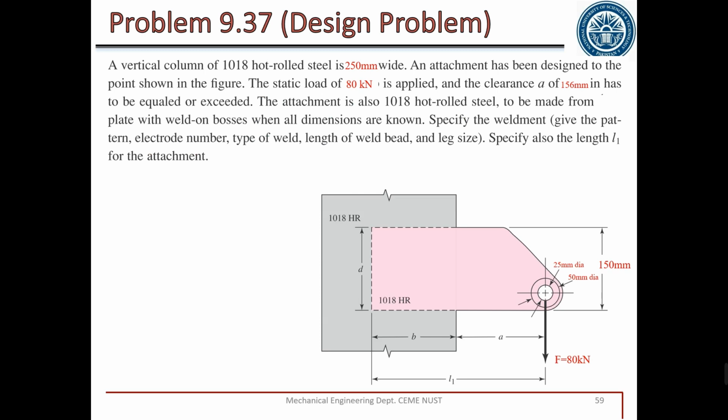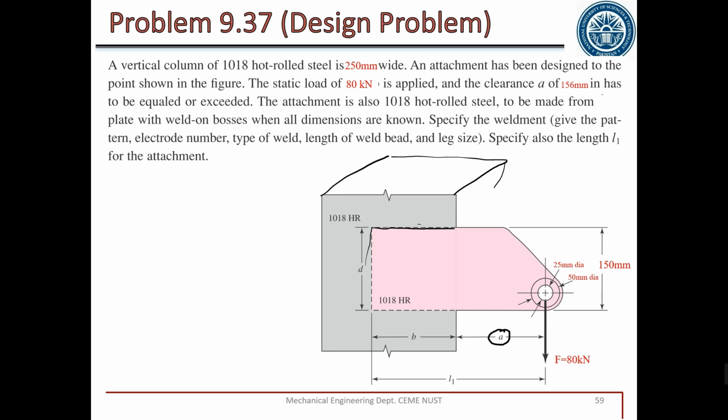For this specific problem, this is also a case of torsion because load is applied here and weld is made here. In the question, the width of this column is given, which is of no use. The width of this column is given as 25 mm. Static load is given as 8 mm. The minimum clearance required is 156 mm. More clearance is possible, but a minimum is given.